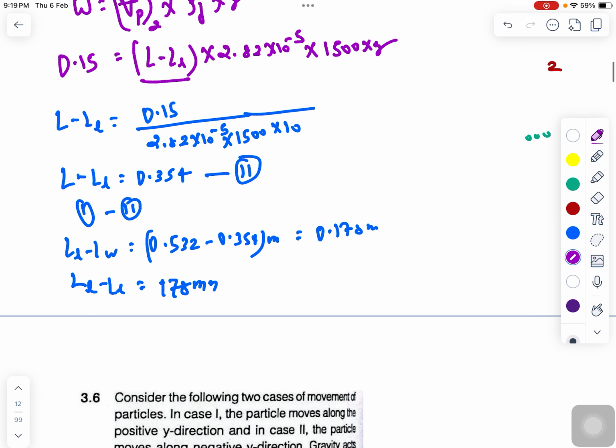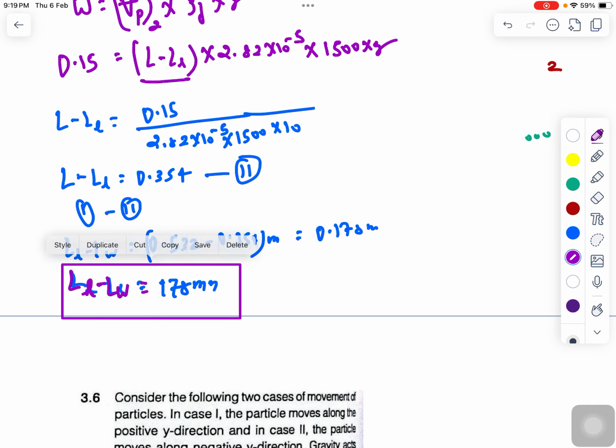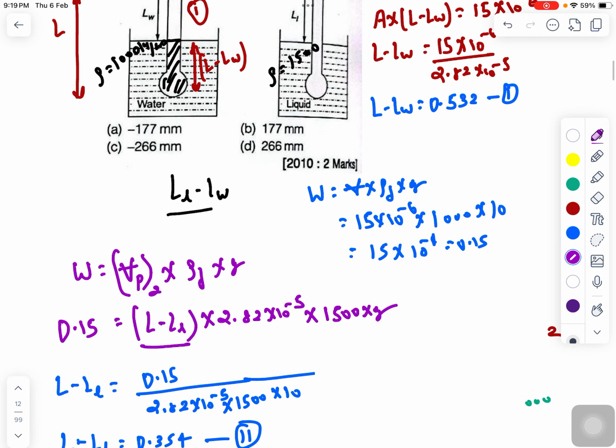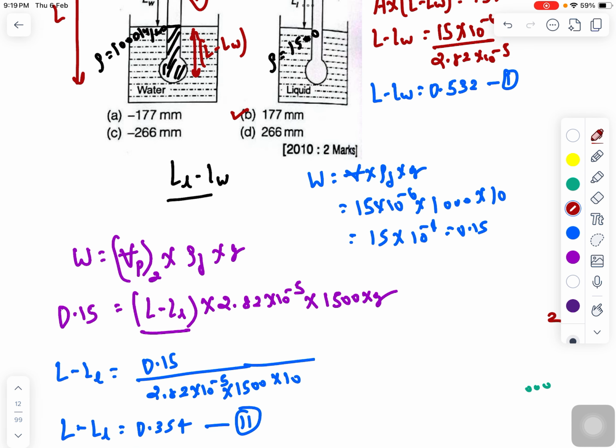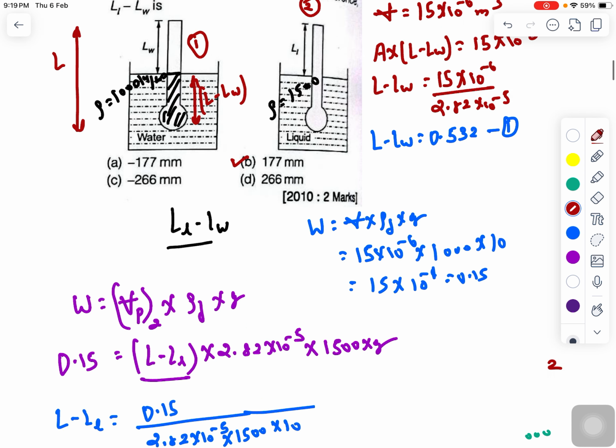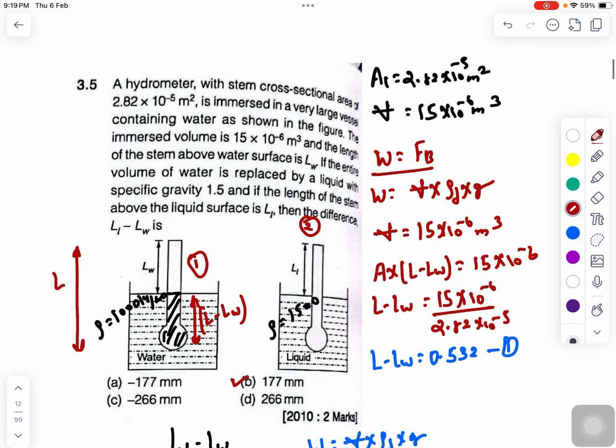So you are supposed to calculate LL minus LW, right? Not LW minus LL. So you have to be very careful about that here, because in the options there is minus 177 and 177 both. So it may confuse you. So from here your option B will be your correct answer. Is that clear? Okay, so this question, I can say, was the toughest question on buoyancy.